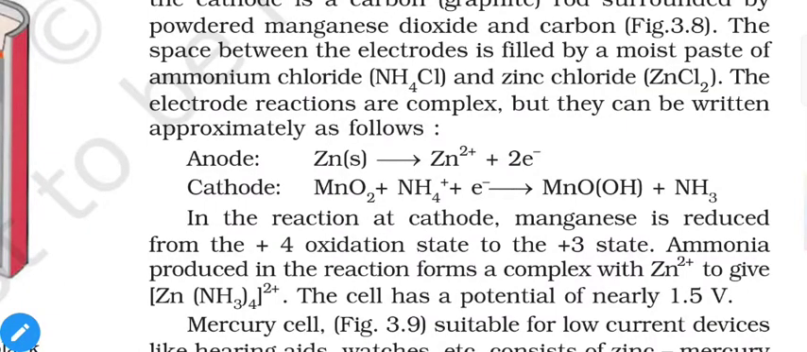In the reaction, at the cathode manganese is reduced from +4 to +3, and ammonia is produced in the reaction from the complex Zn2+ giving [Zn(NH3)4]2+. The cell has a potential of nearly 1.5 volts, and you can check it yourself. Use a battery which is already present in your remote controls or in a clock and try to find the voltage mentioned on it.